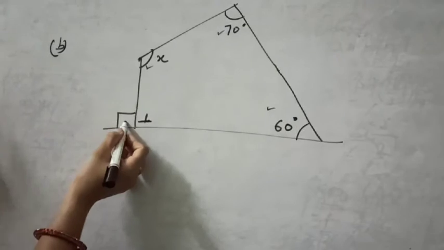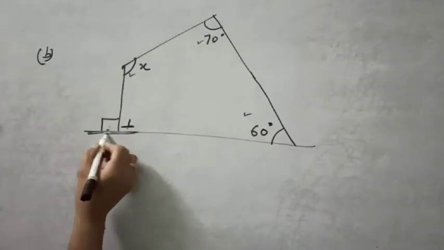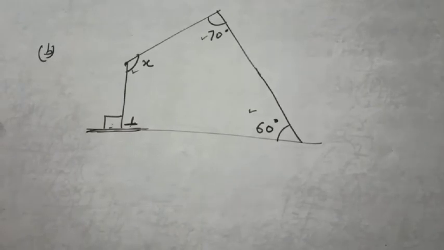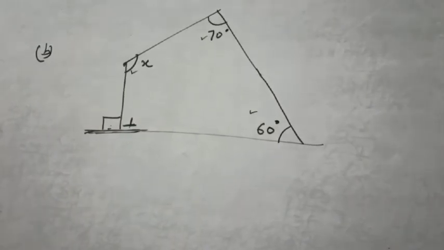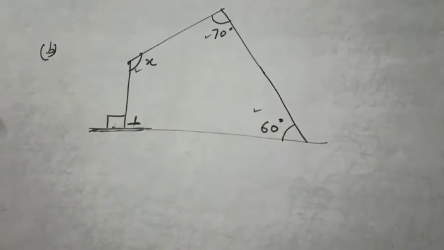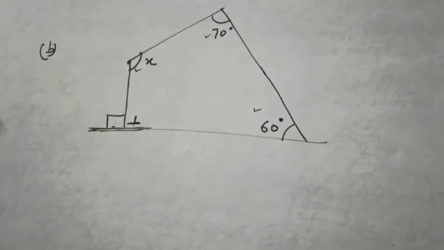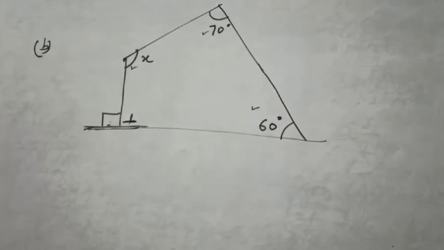Now this plus this is what? Which pair is this? Just now I was talking about it, it is a linear pair. Now what is a linear pair? Two adjacent angles whose sum is 180 degree. That is, they are making a straight line. That is called a linear pair.